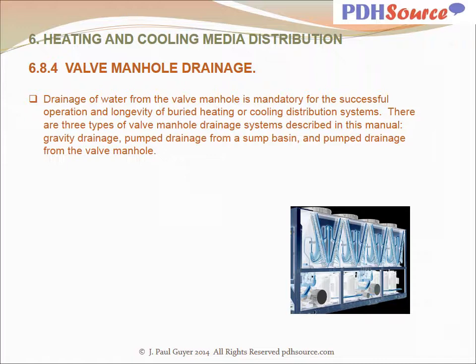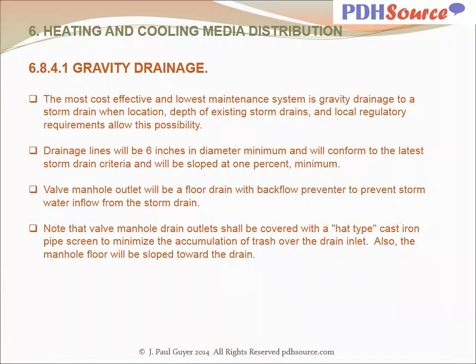Drainage of water from the valve manhole is mandatory for the successful operation and longevity of buried heat or cooling distribution systems. There are 3 types of valve manhole drainage systems described: gravity drainage, pumped drainage from a sump basin, and pump drainage from the valve manhole. The most cost-effective and lowest maintenance system is gravity drainage to a storm drain when location, depth of existing storm drains, and local regulatory requirements allow this possibility.